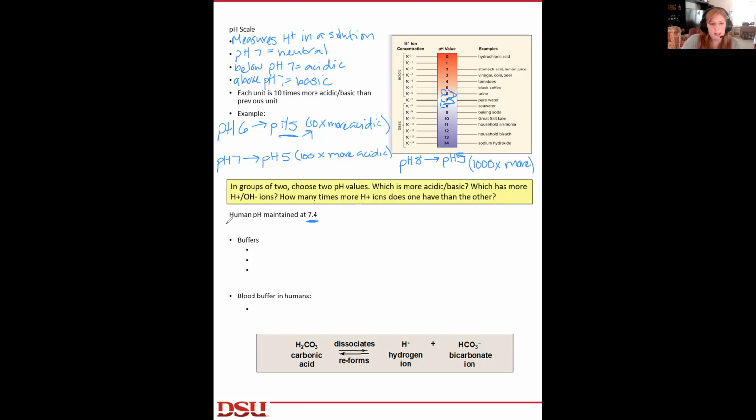pH is normally maintained for humans in a range between 7.35 and 7.45. And doctors will often use the pH of your blood to help diagnose certain conditions.